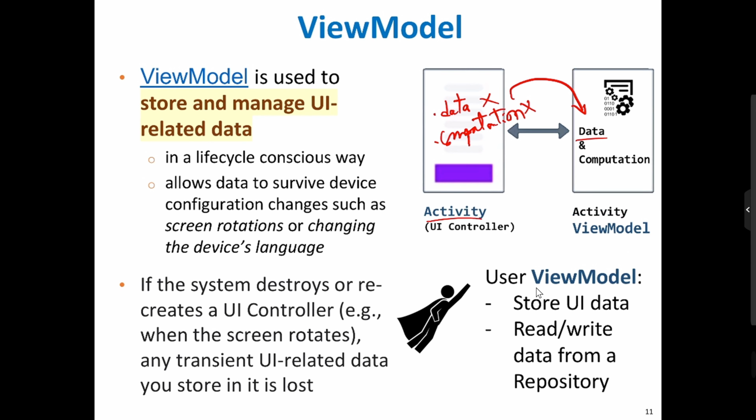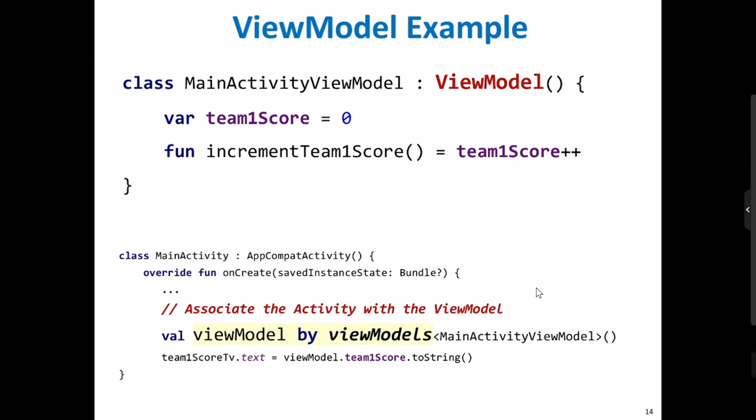Okay, and also this will help you to do MVVM. As we said, the activity should focus on the UI related things, only display things and get input from users. The data and computation should be in the view model. That's basically the idea. Now, first of all, let me show you how do we create such a view model.